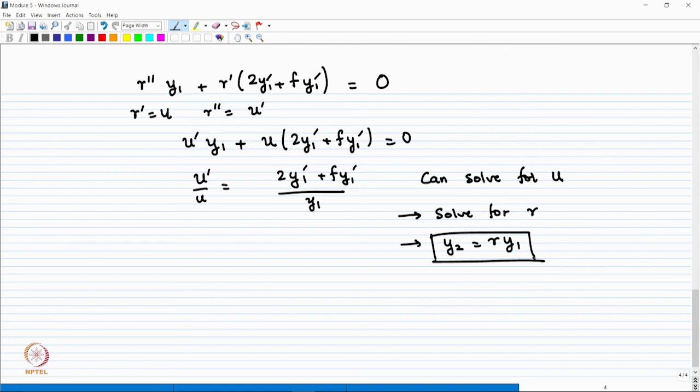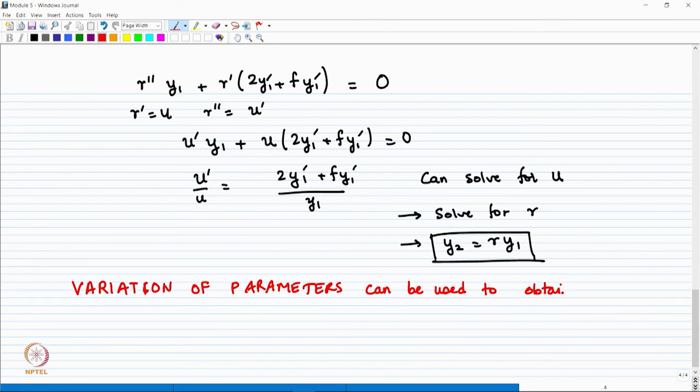So essentially the important message is that variation of parameters can be used to obtain a second linearly independent solution when one solution is known.